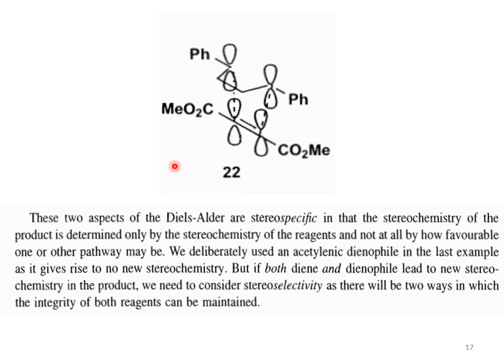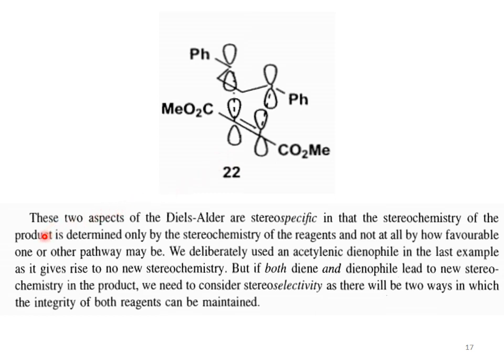But if both diene and dienophile have stereochemistry and lead to new stereocenters in the product, we need to consider stereoselectivity, as there will be two ways in which the integrity of both reagents can be maintained. See over here. In short, I describe over here the stereospecificity of the diene.